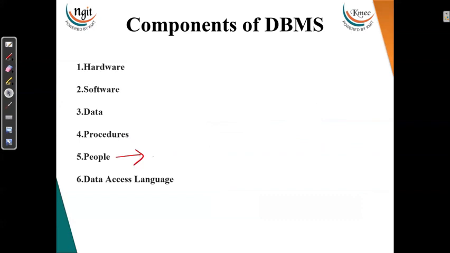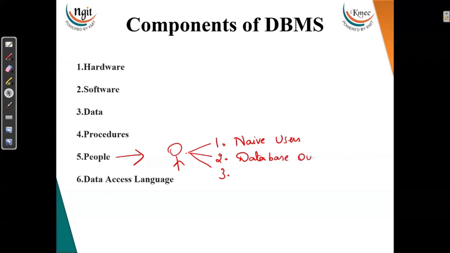People. Every user will be represented as one of four different types. The first one is naive users, who do not have any idea about the current technology as well as the underlying architecture. Second type of users are called database owners. Third type of users are data analysts. Fourth type of users are database administrators.